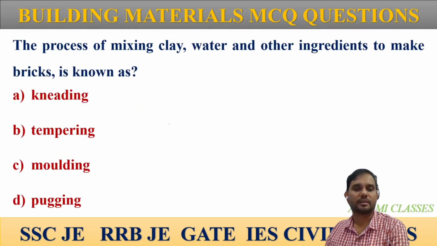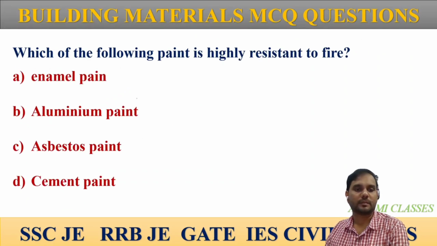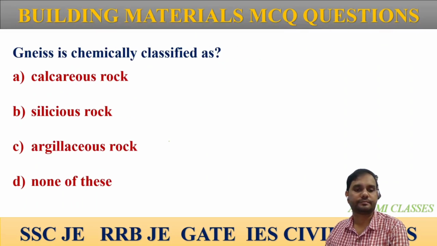The process of mixing clay, water and other ingredients to make bricks is known as kneading. Which of the following paints is highly resistant to fire? Asbestos paint. Gneiss is chemically classified as siliceous rock.